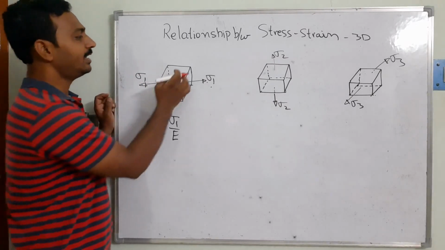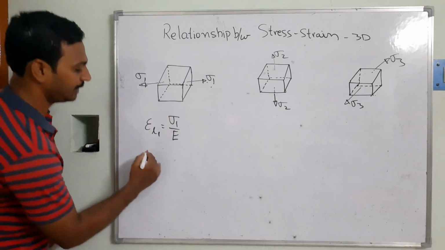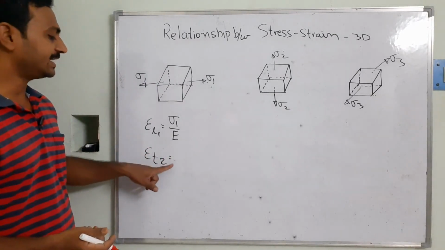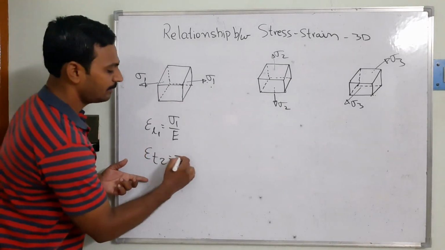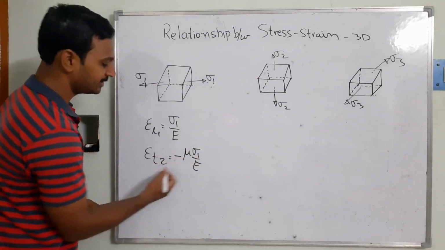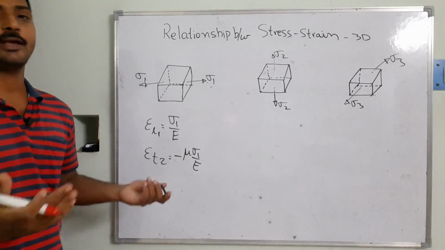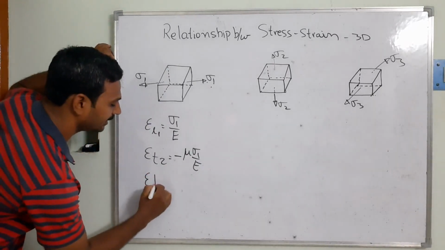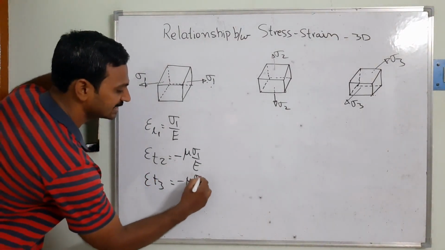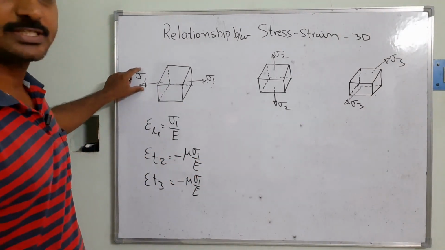Similarly, in the second and third directions, material deformation also occurs. So I take epsilon T in direction 2, the lateral strain, which equals minus mu into sigma 1 by E. Because of this stress, the material in the second and third directions reduces or elongates. Similarly, the lateral strain in the third direction equals minus mu into sigma 1 by E. This is the strain when the member is subjected to a single stress.